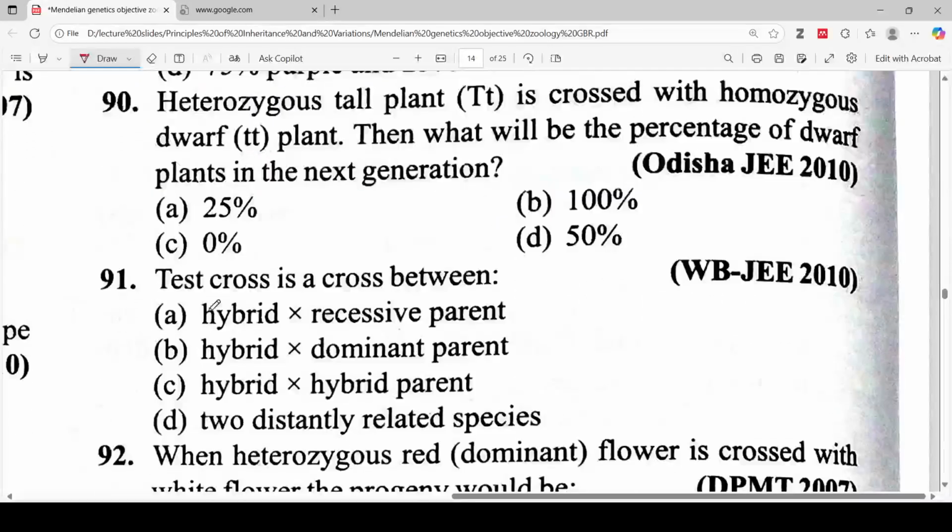Next question. Heterozygous tall is crossed with homozygous dwarf. Then what will be the percentage of the dwarf plant in the next generation? So now the correct answer will be 50%. A test cross is cross between. Option A will be the correct answer.